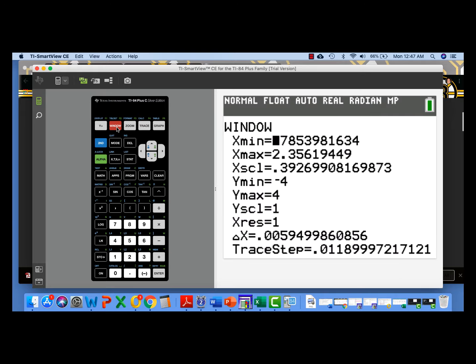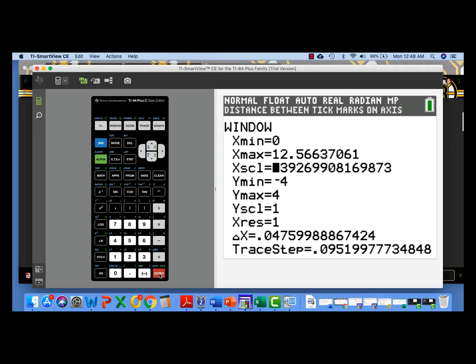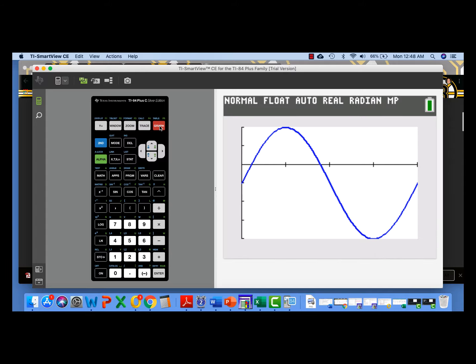Now I'm going to go to my window and I'm going to make sure I adjust everything accordingly. Our period starts at 0, so I'm going to do my x min is 0, and it ends at 4 pi. I'm going to hit 4 pi, and we're doing this on a scale of pi. My y min, the furthest down I need to go is -4, and the highest I need to go is +2. And I did that on a scale of 1 for my y-axis. And now I'm going to hit graph and make sure I see what I'm supposed to see.